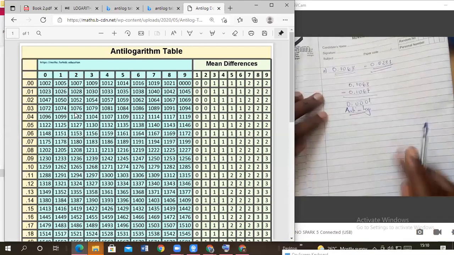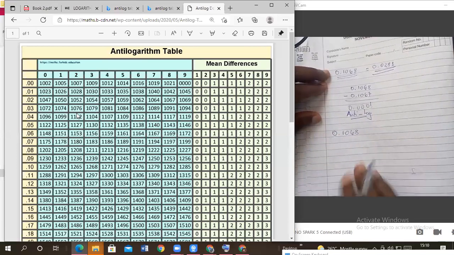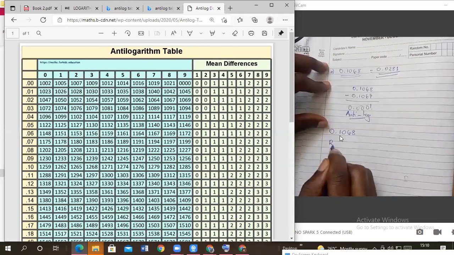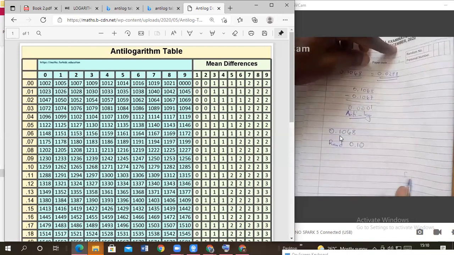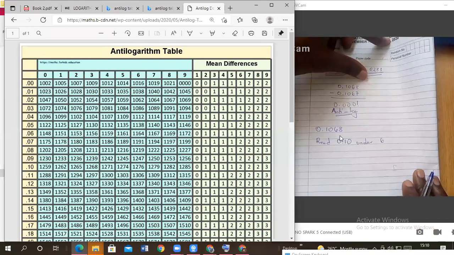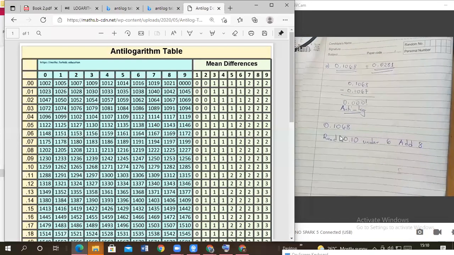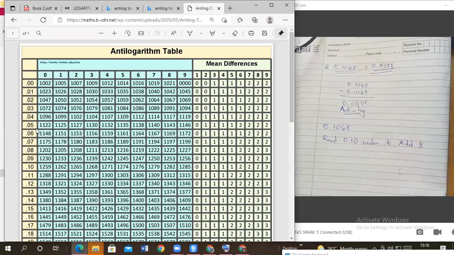So now what we are going to do, we have the logarithm is 0.1068. So we are going to read 0.10 under 6, and then add 8. Are you seeing 0.1? Let's look for 0.1. Are you seeing it is here?